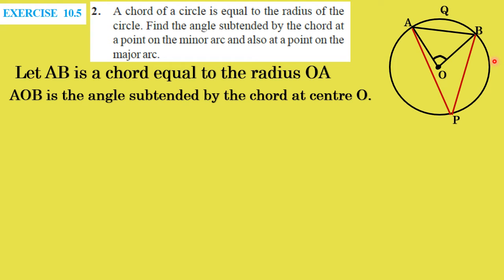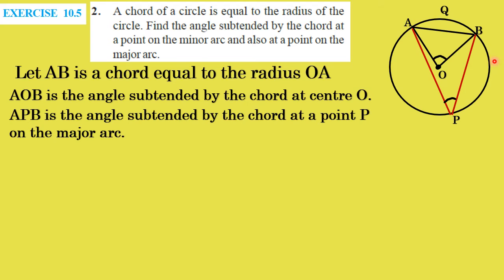Now we have to find APB. Now APB is the angle subtended by the chord at a point P on the major arc.